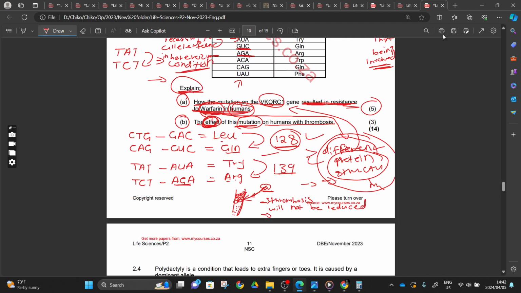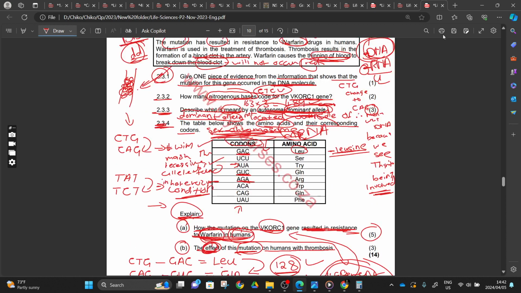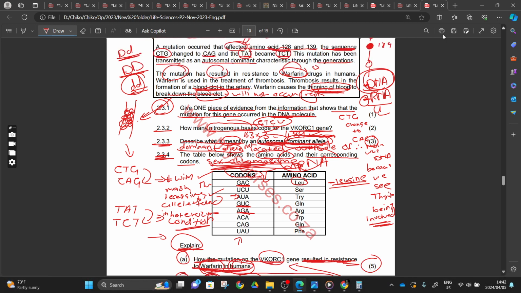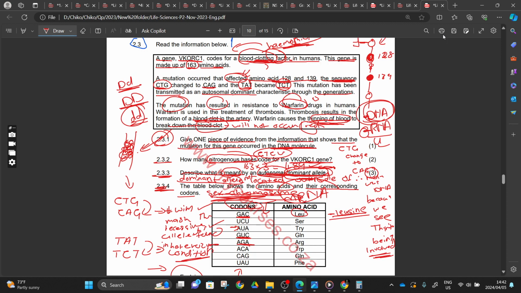You can also write that the effect of this mutation can result in death, because when the arteries are blocked, death will come. The blood will not be circulating. So that was it from me, guys. 3 marks, it's coming from here.